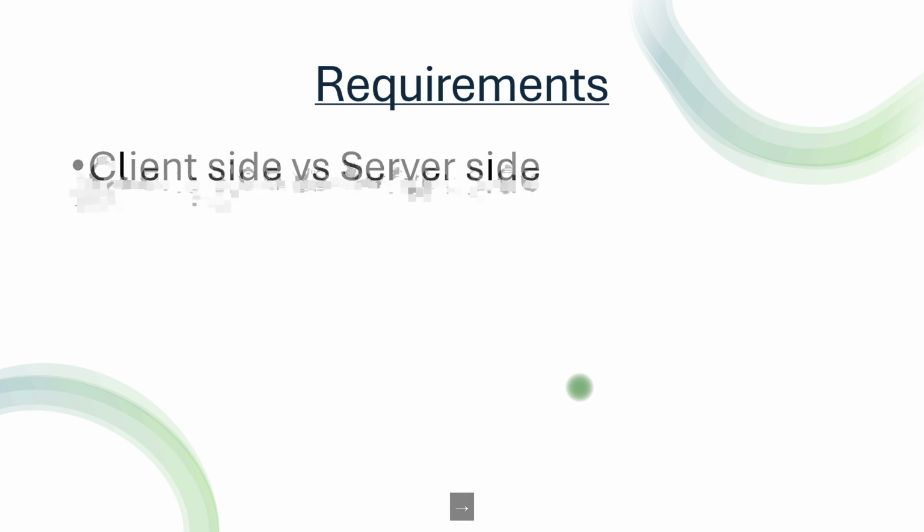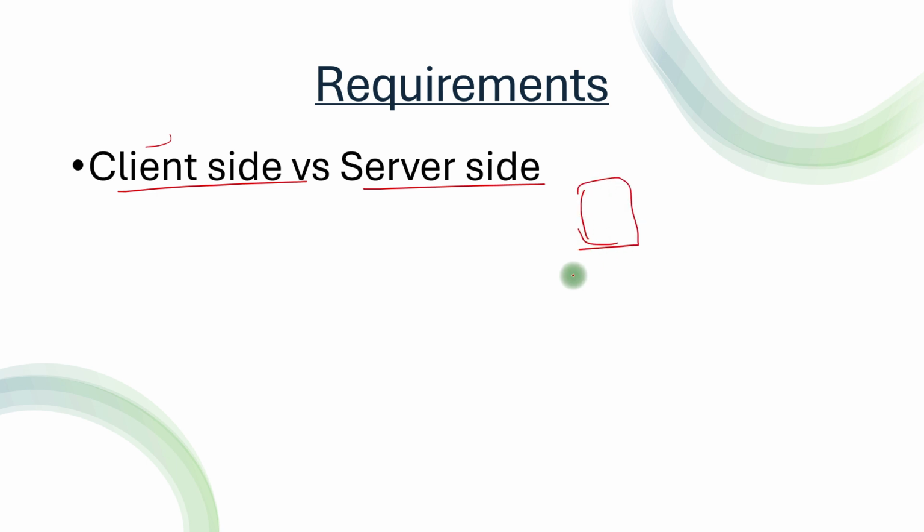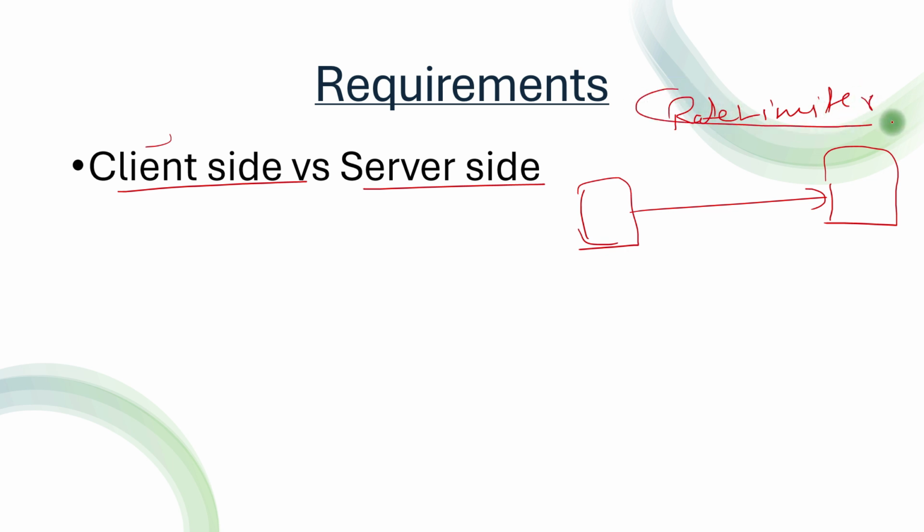What are the high-level requirements for the rate limiter that we want to implement? If you are going to an interview or want to design a rate limiter for your own system, these are the things you should keep in mind. The first thing is client side versus server side. We have a standard architecture, right? We have a client and a server. If we have this rate limiter, the very first question is, where do I put it?